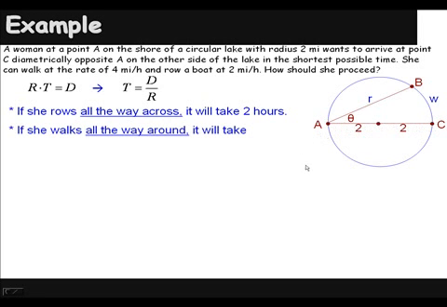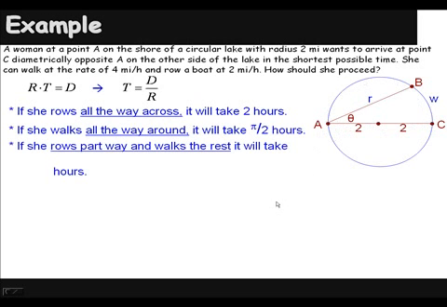If she walks all the way around, so she's going to walk from here all the way to C, we could figure out the circumference of the circle and figure out how long it would take her to go that distance. It would take pi over 2 hours to do that. If she rows part way and then walks the rest, we need to figure that out. It will take R over 2 plus W over 4 hours.